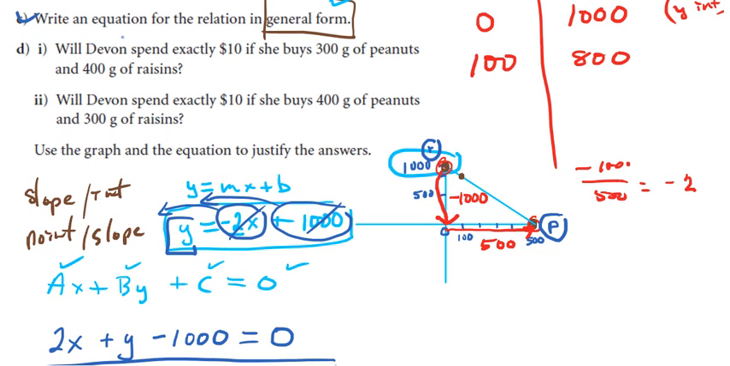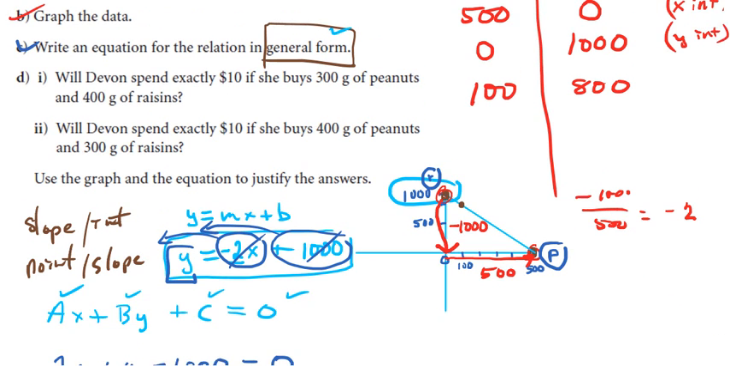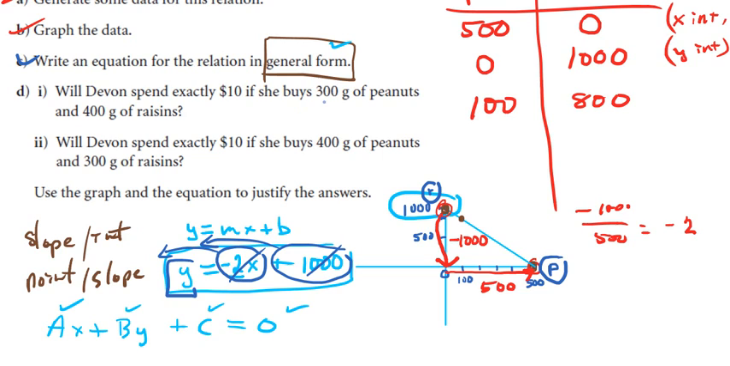So that's C. Now, D, let's just finish this question off. Will Devon spend exactly $10 if she buys 300 grams of peanuts and 400 grams of raisins? Devon's a she, I didn't know that. So basically they're asking, is the point (300, 400) on this line? Does it fit with the equation? You can do it that way, or you can graph it and see if it actually is on the line.